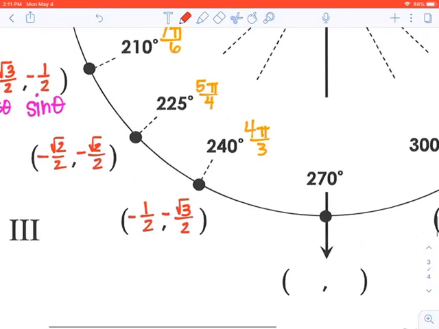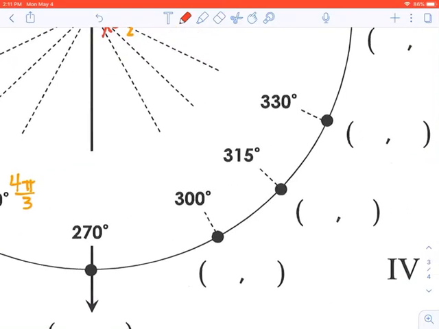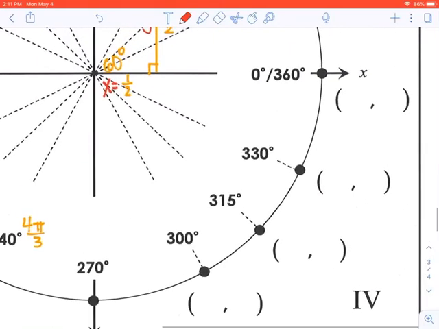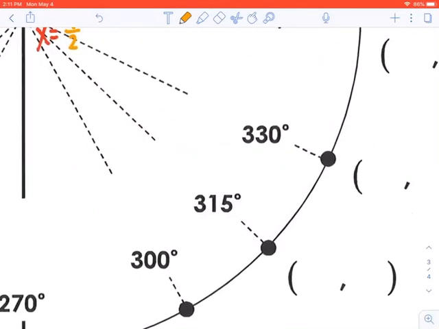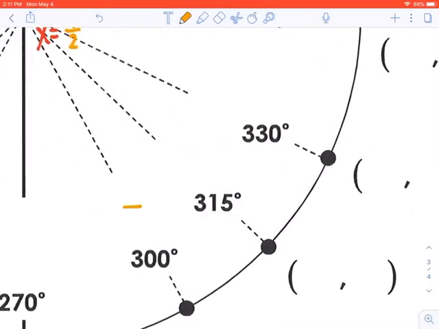And then the fourth quadrant. Again, all the same numbers. But now in the fourth quadrant, your x is positive and your y is negative. So when we rewrite our points for the 30, 45, and 60-degree angles, the x will be positive and the y will be negative now. All right. So 300 degrees is in radians 5 pi over 3.